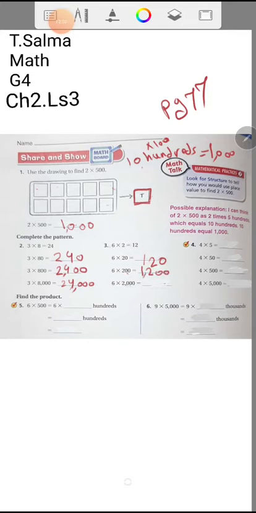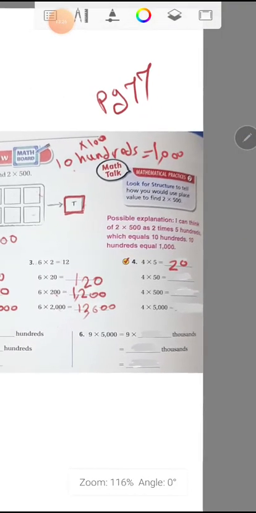Now 6 multiply 2000, I will multiply 6 by 2, it will be 12, and put 3 zeros next to the answer, it will be 12,000. Now number 4. 4 multiply 5. Here I will find the basic fact that I will use. 4 multiply 5 equals 20. That's right, I'll make it closer for you.